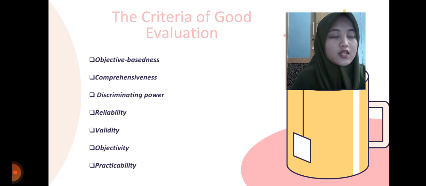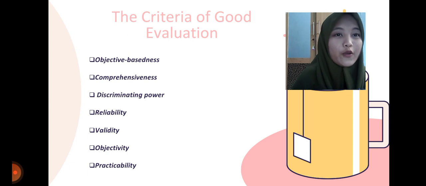The test-retest method, split-half method, and equivalent form or parallel form method are the important methods generally used to determine the reliability of a tool.